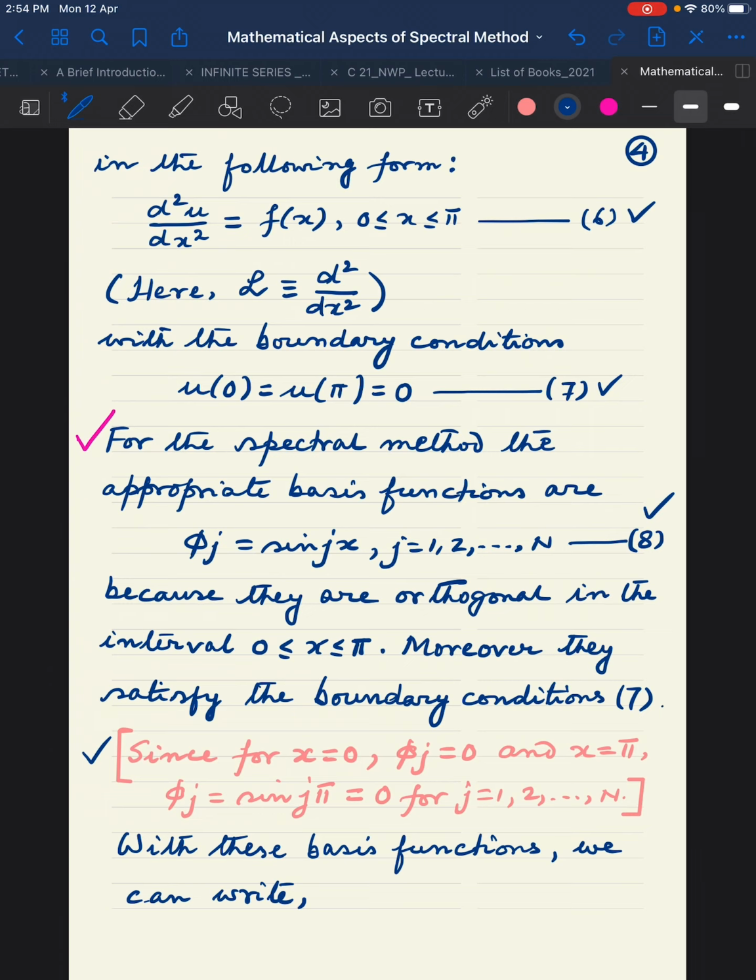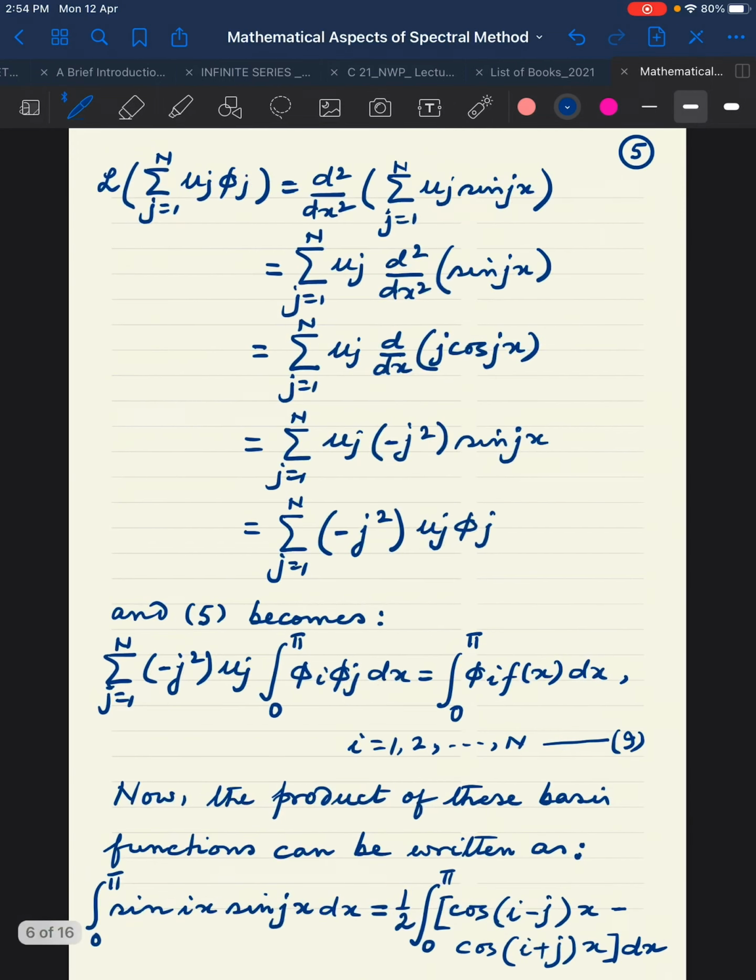Now let us see their orthogonality. With these basis functions we can write, I have just put the value of summation uj phi j as summation uj sin jx, because we have assumed phi j equal to sin jx. So if you apply the operator L on summation j equal to 1 to n uj phi j, what you get is this.